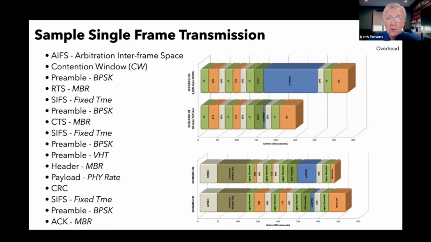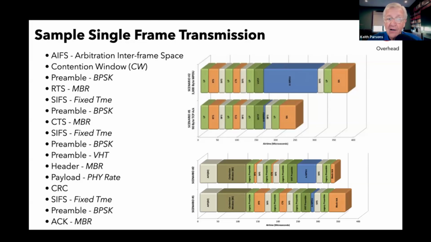Then there is a SIFS as I'm waiting for that RTS to end, and that's a fixed amount of time based on if I'm AC or AX. Each category has a unique one. Then there's another preamble. That preamble is also sent in BPSK. Then the CTS comes back also at the minimum basic rate. Then there's another fixed SIFS. Then I now have permission to transmit.